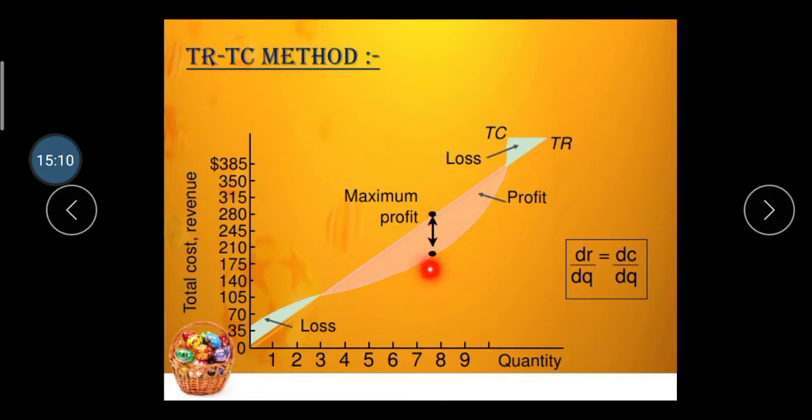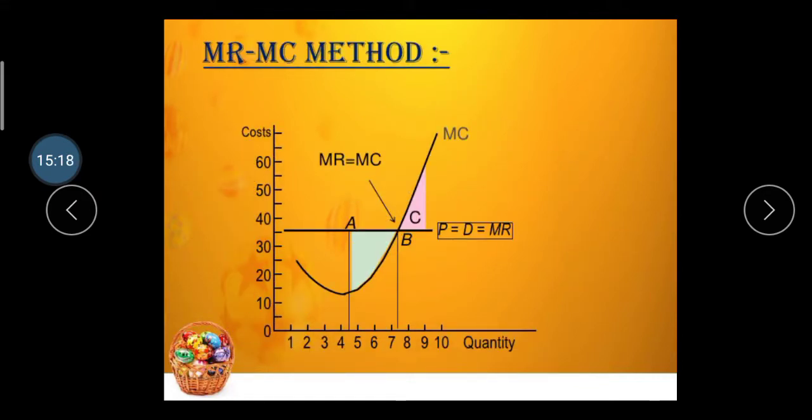So here the firm gets the higher profit, and then afterwards they convert into losses if the total cost is higher than the total revenue. Okay. Then after, the marginal revenue and marginal cost method.